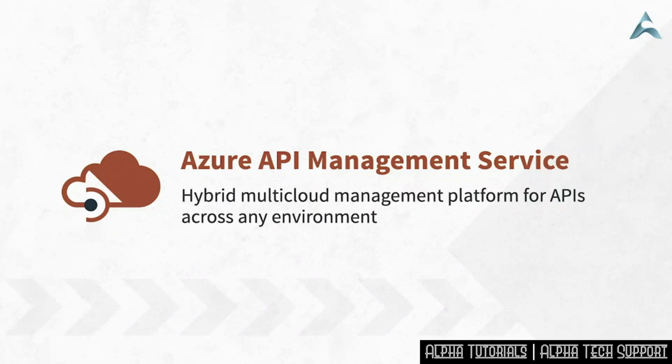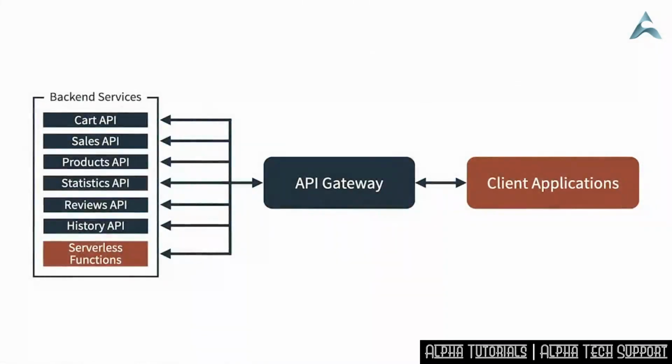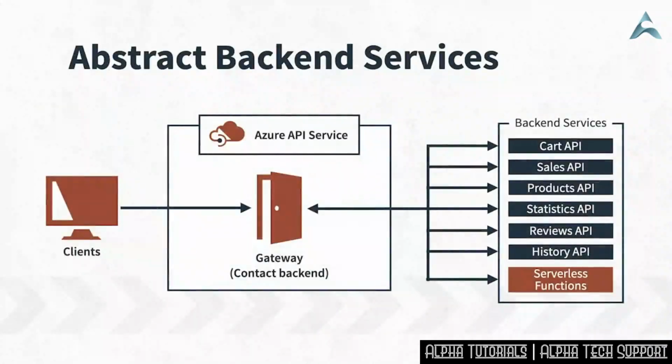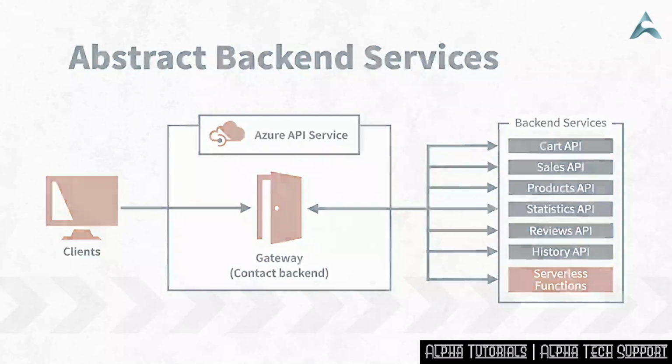It's a hybrid multi-cloud management platform for APIs across any environment. It gives us a way to create consistent and modern API gateways for our backend services managed all in one central place. The API Management Service enables us to quickly create API endpoints and map them to our backend services, which can be anything from microservices to serverless functions, or legacy web applications without exposing the underlying infrastructure.